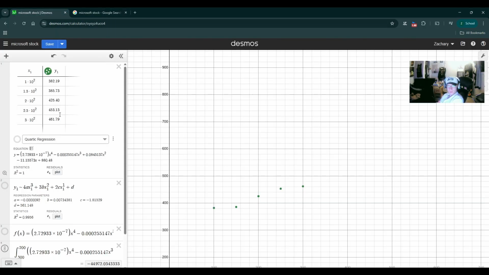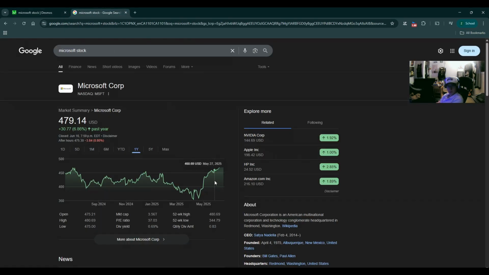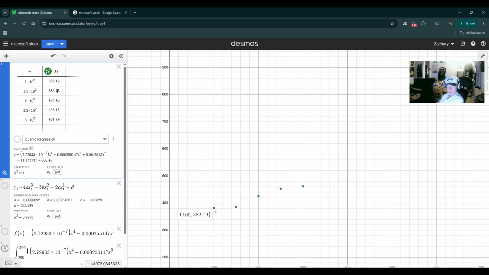So on Desmos, I made a table, and 1 represented April, and 3 represented June. 1.5, 2, and 2.5 represent those increments of the months between. These Y values are the money represented at these points in time. For example, April 1st being $382. We have 1 at $382, and it puts these points on the graph.